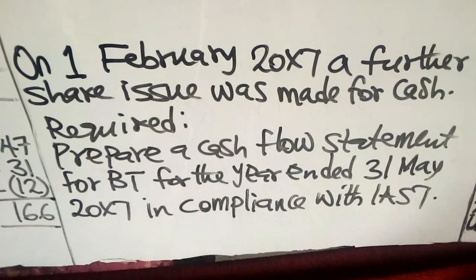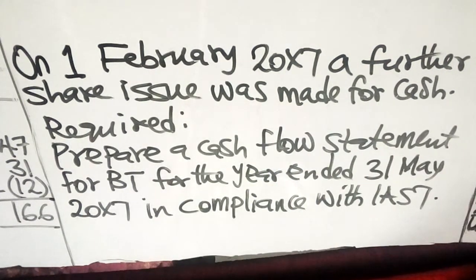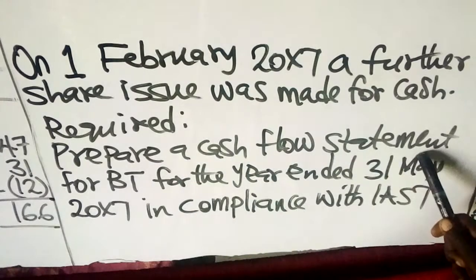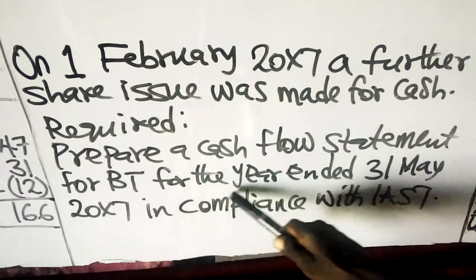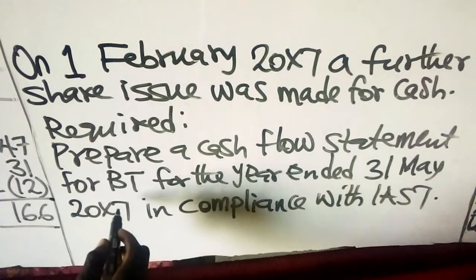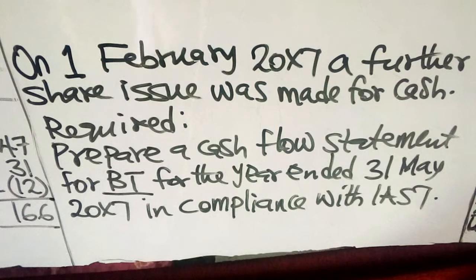On 1st February 20x7, a further share issue was made for cash required. Prepare a cash flow statement for BT for the year ended 31st May 20x7 in compliance with IAS 7. The name of the entity is BT.